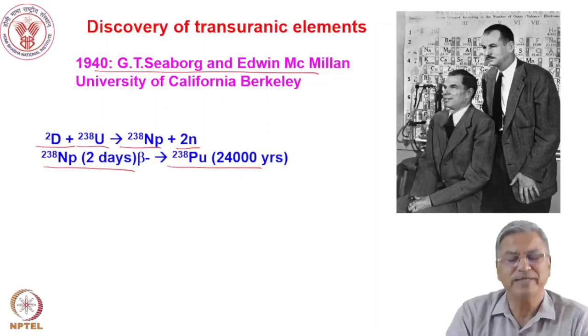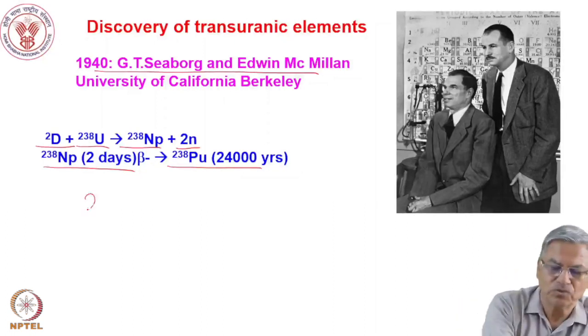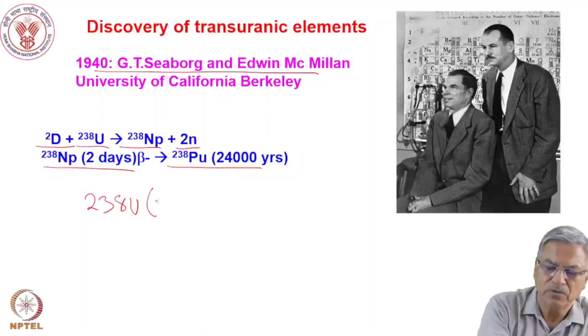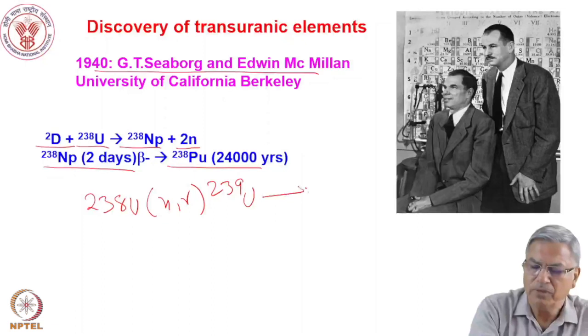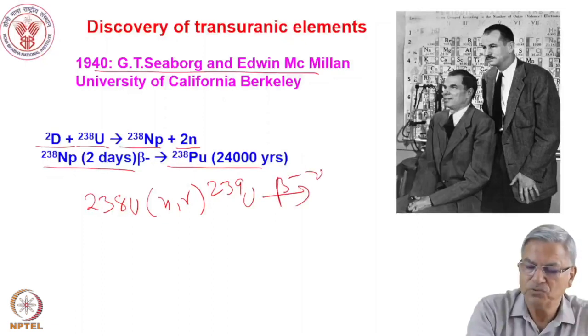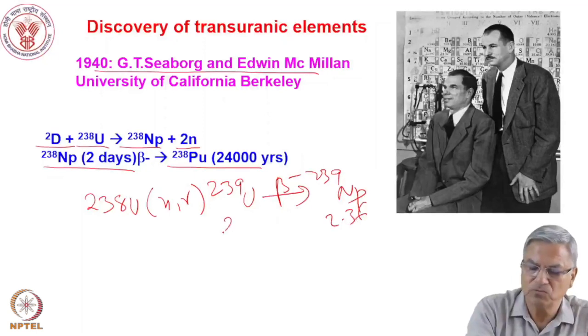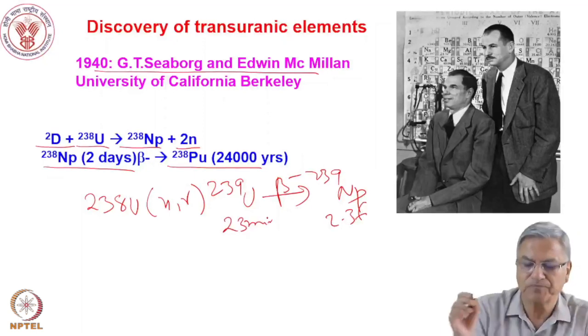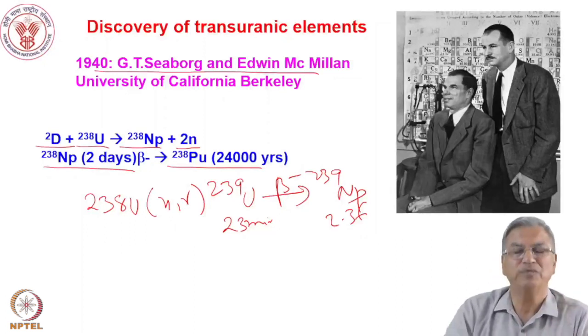Prior to this, element 93, neptunium, was discovered by neutron-induced reactions on uranium. That was uranium-238 plus a neutron giving uranium-239 and gamma, with uranium-239 undergoing beta minus decay to neptunium-239, which has a half-life of 2.3 days. The uranium-239 half-life is 23 minutes. So the transuranic elements discovery was also contributed by the development of the accelerators.